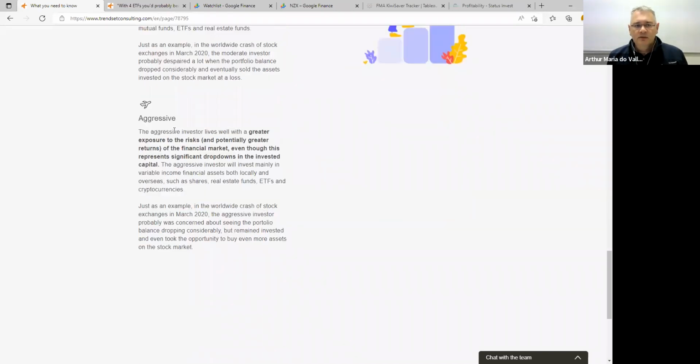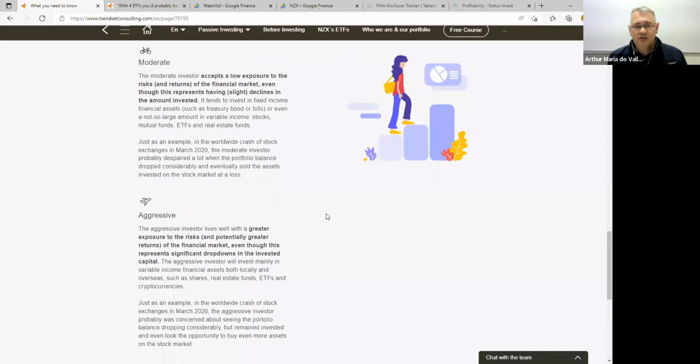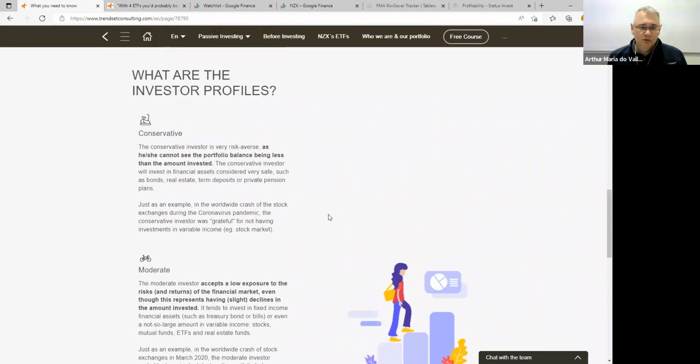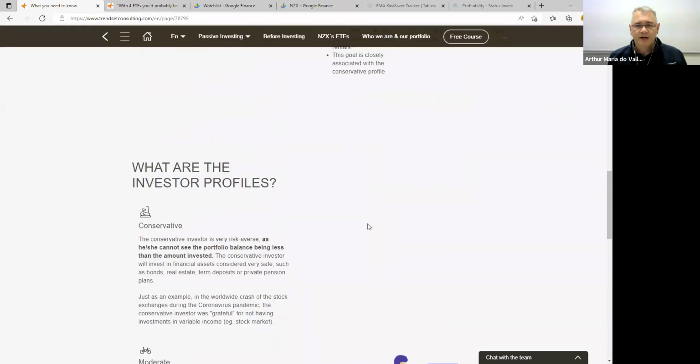And the third one is the aggressive profile. The one who is okay with those major drawdowns because he or she knows that maybe there are some opportunities. If I buy more when the market is going down, it will be even better for me. So just let you know what is your investor profile.